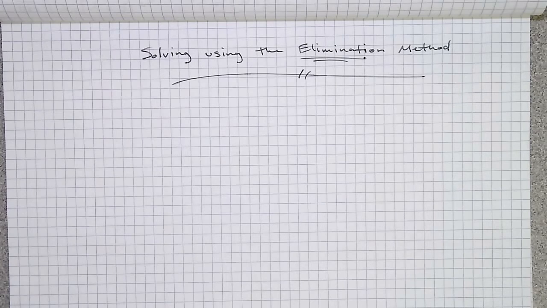We're going to talk about solving systems of equations, just like we did last class. However, the new method today is called the elimination method.